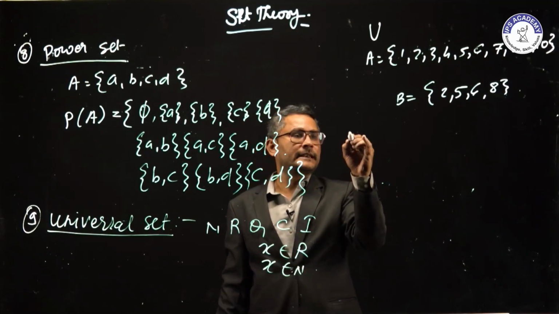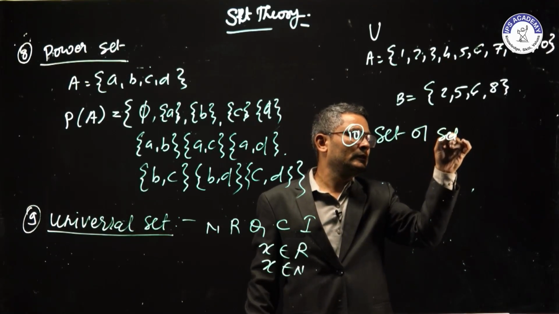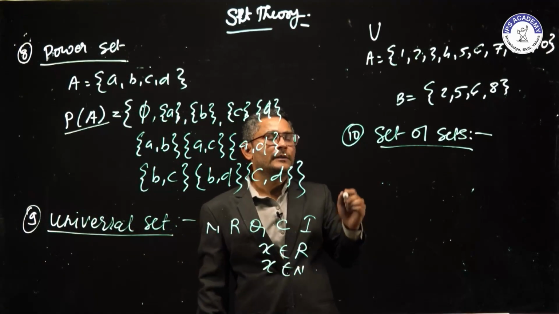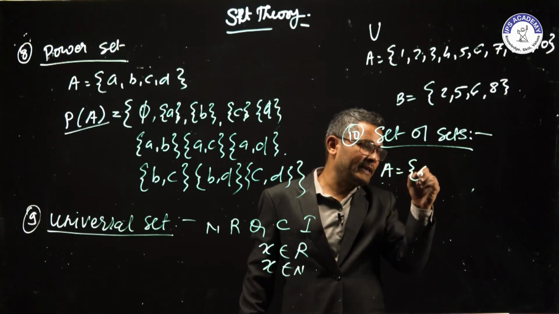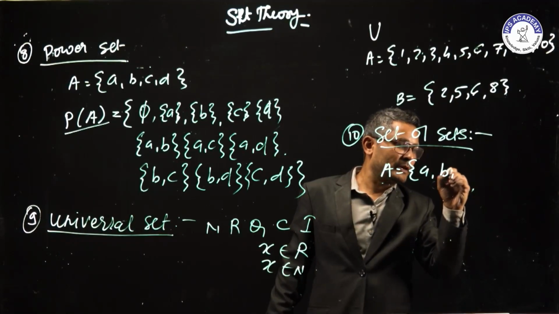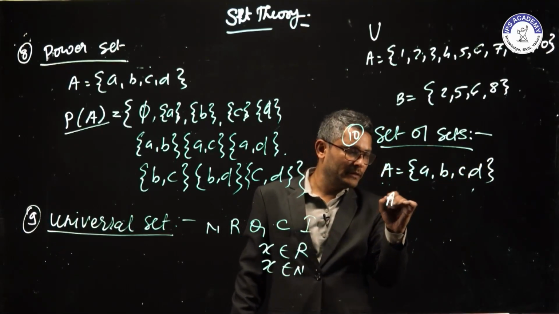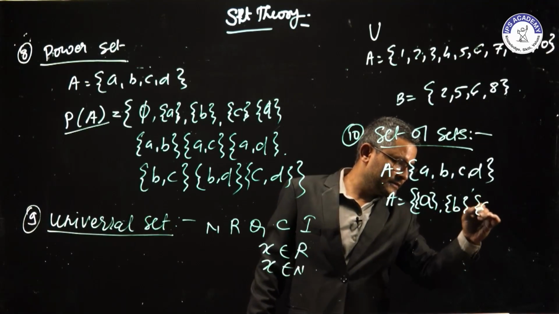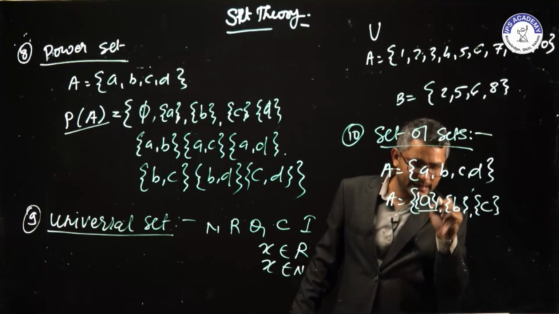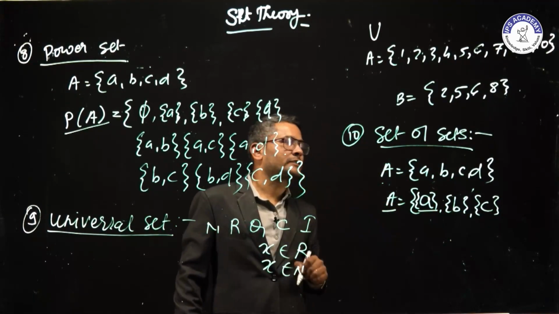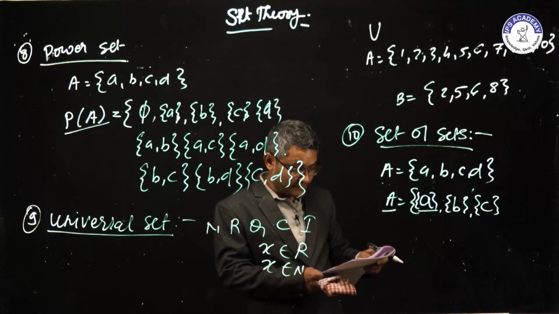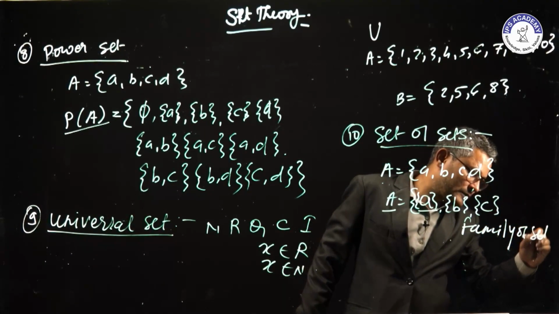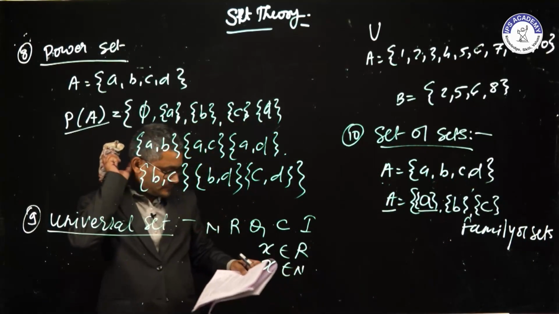Now next is a set of sets. The power set is also a collection of sets, because in a set of sets every element is itself a set. For example, A, B, C, D, then A is a set, B is a set, C is a set. So this is a collection of sets, where a particular set is an element of the set. This is called a set of sets. You can also call it a family of sets.